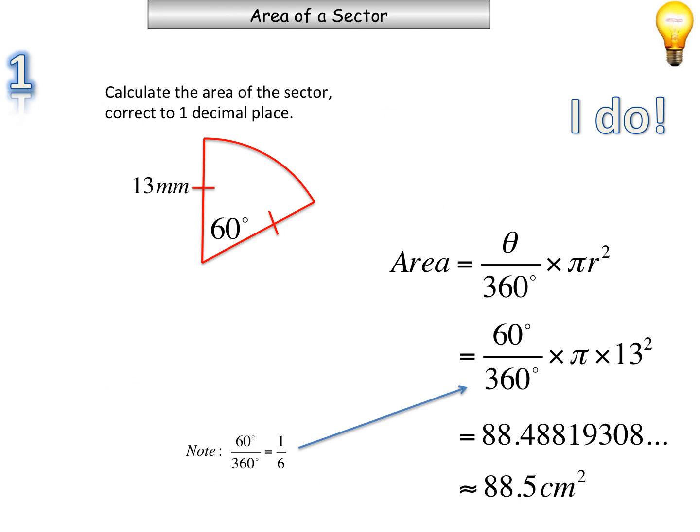Just make a note that it depends on the angle. Sometimes you can simplify your fraction. So 60 over 360 is the same as 1 over 6. It simplifies down. You don't have to simplify it in your calculation, but sometimes you can if you know what the angle is. For example, if it's 90 degrees, you know that's a quarter of a circle. So instead of writing 90 over 360, you can just write down a quarter. And if you know this particular fraction, you can just write down 1 over 6, just to make it a little bit quicker. Otherwise, you can just leave it as 60 over 360.